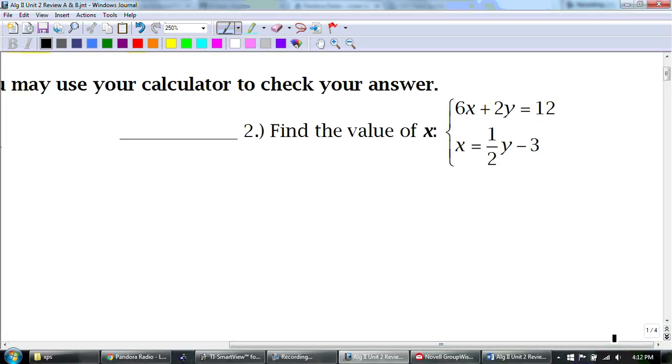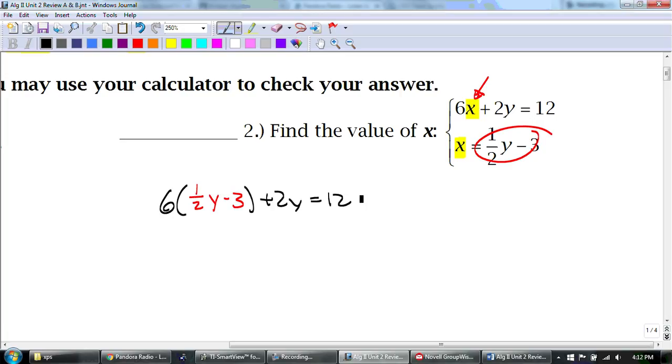All right, number 2, find the value of x. Okay, so all I have to do is find x, but what does x equal? Well, as I'm looking here, I see that the x is by itself, so I'm going to circle what it equals, and I'm going to plug it in. This is called substitution. So I have 6 parentheses, 1/2 y minus 3, close it, plus 2y equals 12.